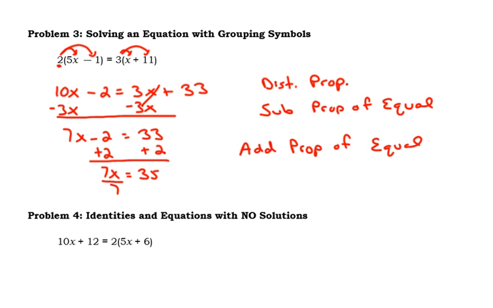And finally, the last step is divide everybody by 7. So I get x equals 5, and I used my division property of equality. Remember, you are writing out the entire expression, but you can abbreviate the words when you're justifying your steps.